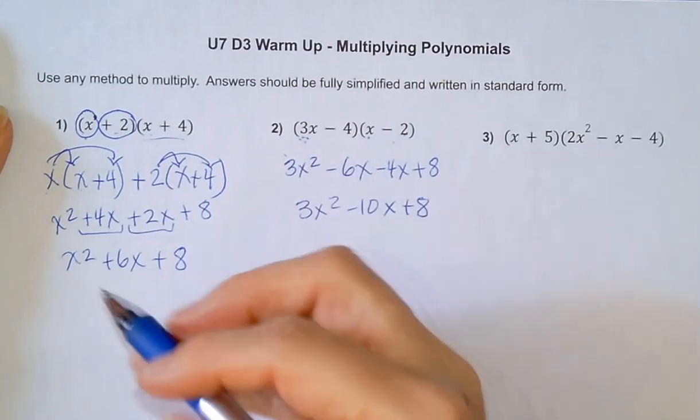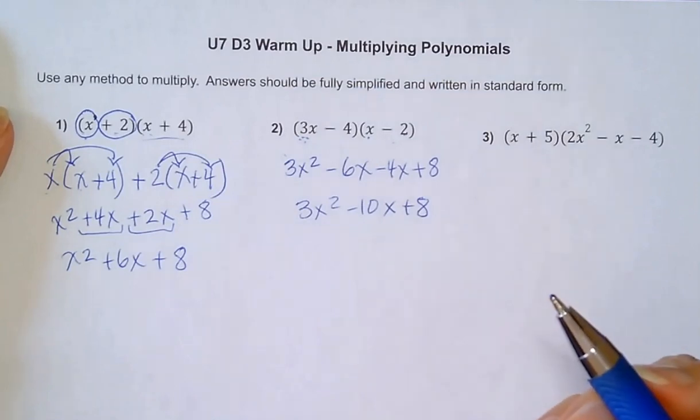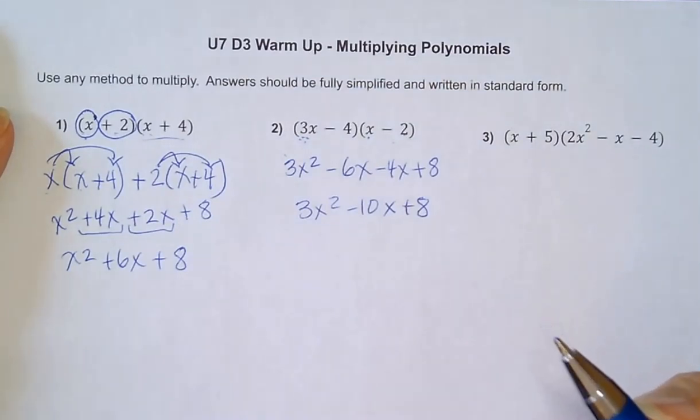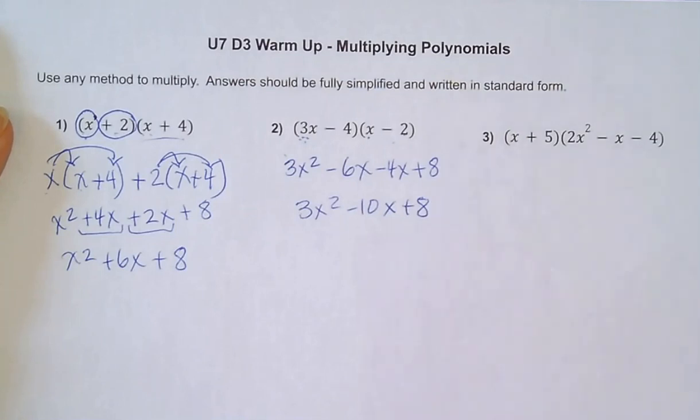I do need to make sure I've got everything in standard form, and I do. There's only one variable, and I'm going in descending order, going down with the number on the exponent. I do like to have my constants last.